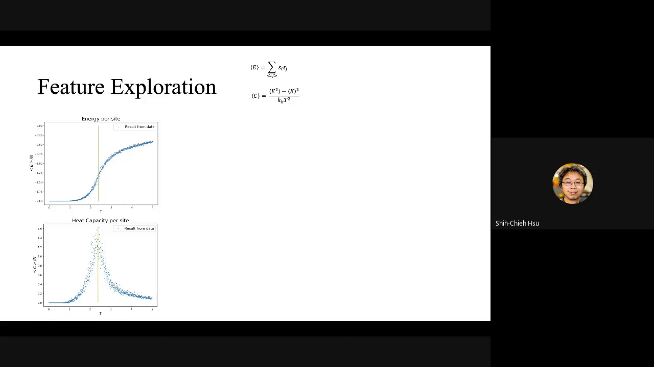Do you understand the difference between the two? Look at your C definition. So, there are two terms. One is E square average. The other is E average square.